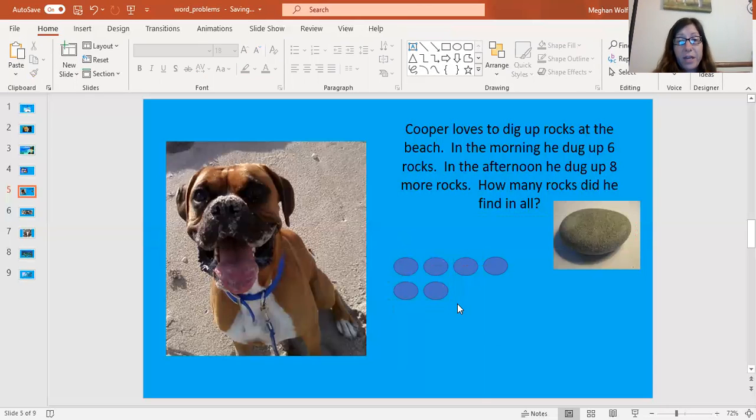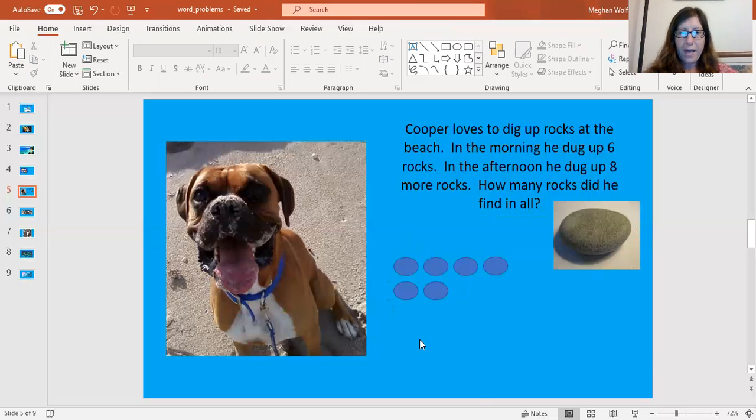So let's count them again to make sure. So count with me. 1, 2, 3, 4, 5, 6. And remember, when you're counting, you always want to count twice to make sure that you didn't make a mistake, okay? Because it's so easy to count too quickly or to miss one. So we have our 6 for the morning.